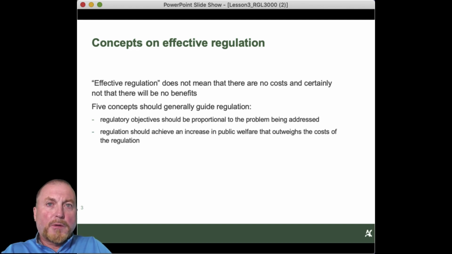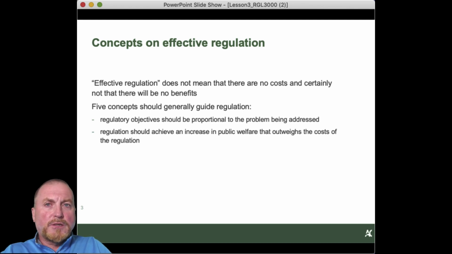Regulatory objectives should be proportional to the problem being addressed. In other words, the harm that's being addressed, or the factors of harm, the regulation should deal with as specifically as possible and not impose unnecessary costs on the regulated community or on third parties that can be indirectly affected by the regulation.